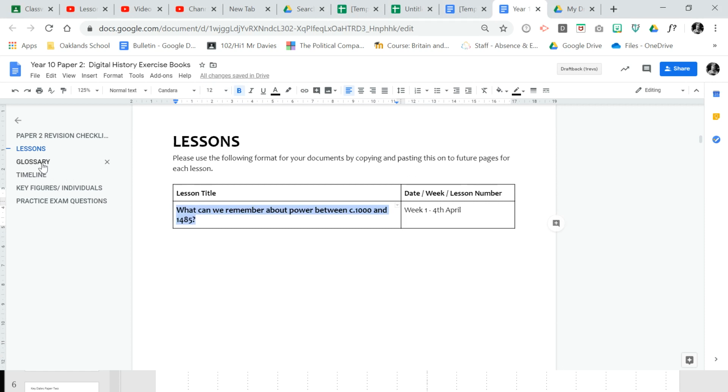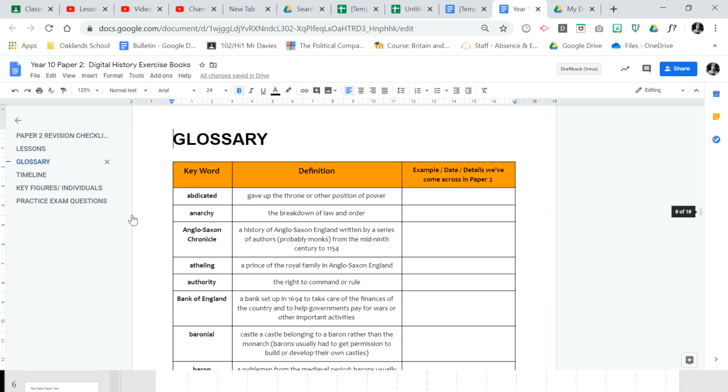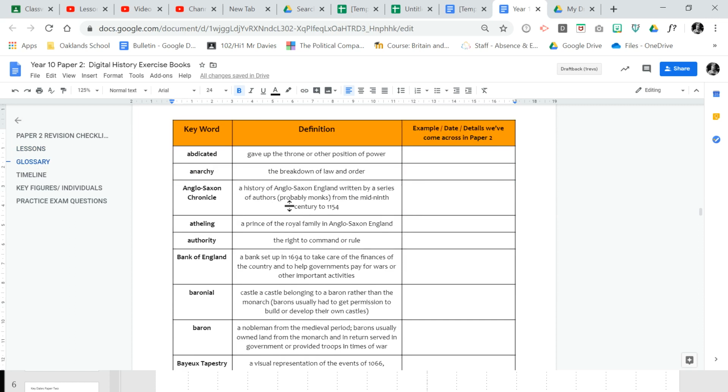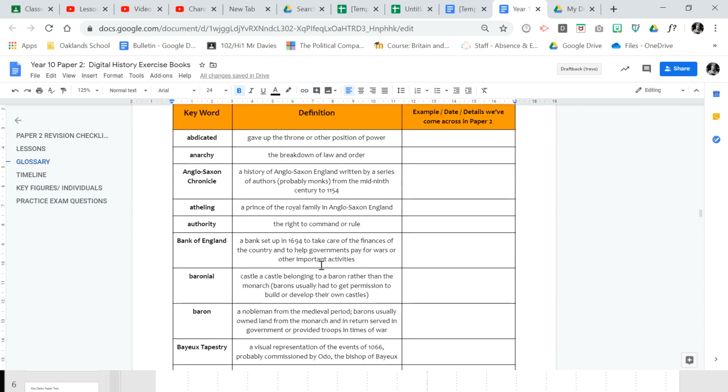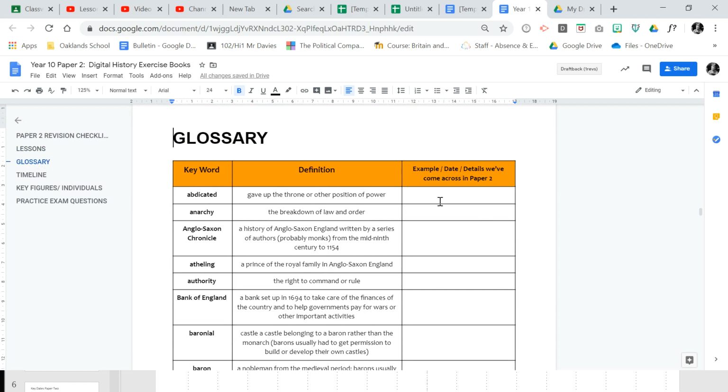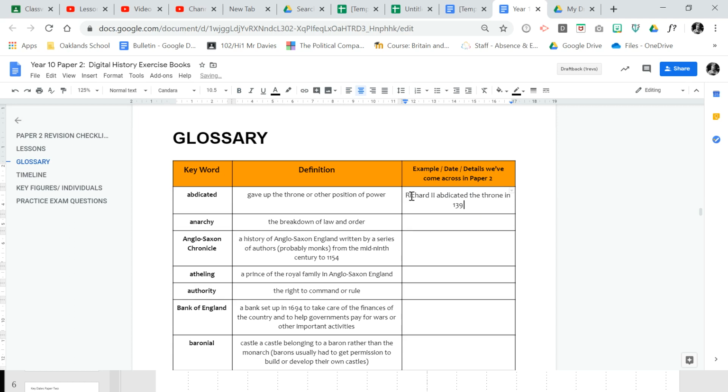But the next ones are a bit more interesting, maybe a bit more difficult. The glossary task, very simple to go through. These are the key words from paper 2 and you write in examples of them. So for instance, abdicated, I can think of an example. Richard II abdicated the throne in 1399. Okay, that's some knowledge that I can remember. But if you're struggling on this, you can use the textbook, you can use your own exercise book.